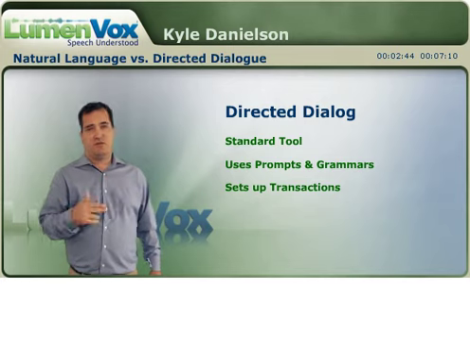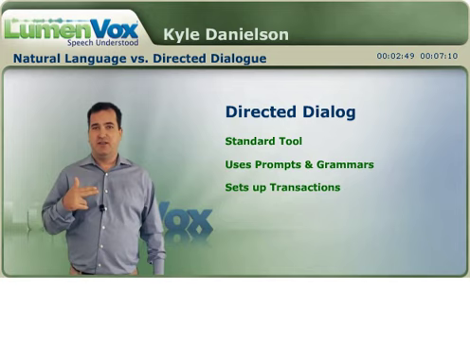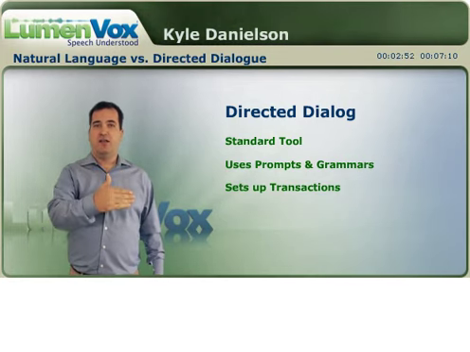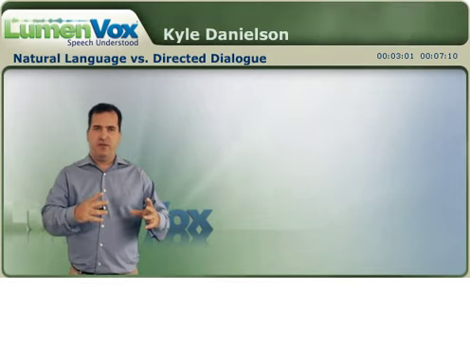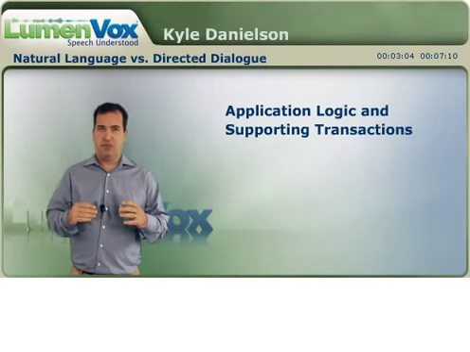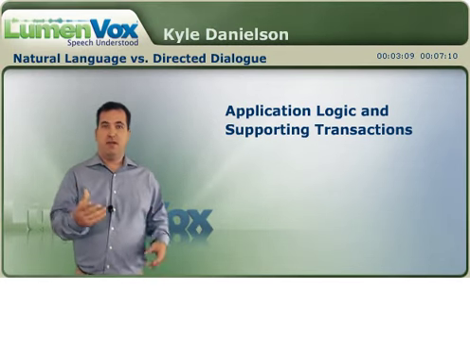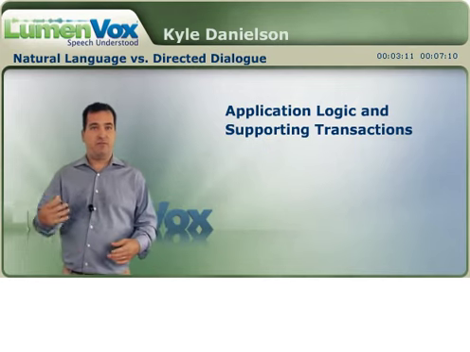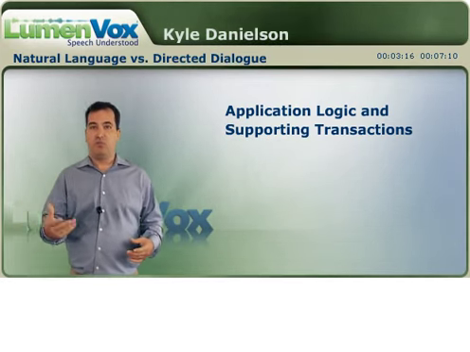We'll be doing this with prompts and grammars, and the prompts and grammars set up the transaction. The prompt is basically going to tell the caller what we're expecting them to say or provide to us. The callers are going to provide that to us, and that will be represented in the grammar. And then after that, we have our application logic, because speech recognition isn't artificial intelligence. For every response the caller may give us, we need to have programmed in the appropriate actions so that the caller feels that we're taking care of them in an appropriate fashion. And that's, in effect, our supporting transactions.